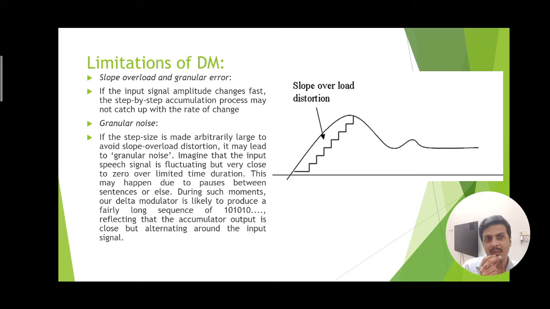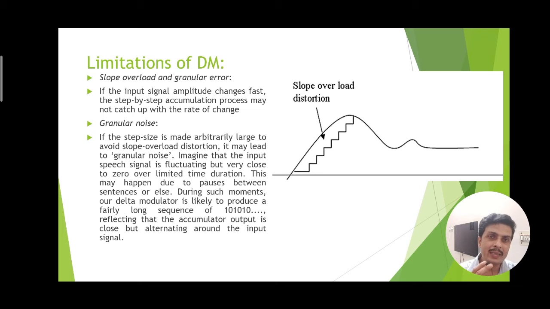The error may oscillate between positive and negative if the slope is properly followed by the quantized signal. But if the slope is not properly followed by the quantized signal, then the error might be unipolar, and such a unipolar error produces the slope overload error. That means the slope of the message is not properly followed by the staircase waveform.